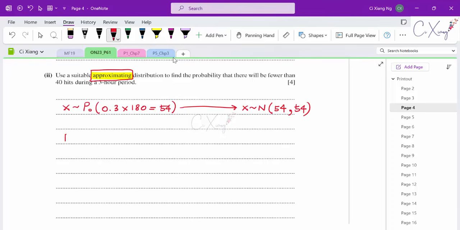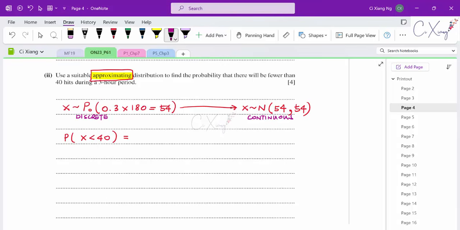All right, then now we start the calculation for the probability. They're asking us for x smaller than 40. Fewer than 40 does not include the equal sign. Okay, so for your information, this is the value for x in Poisson, where the Poisson distribution is a discrete random variable. Then the normal distribution is a continuous random variable.